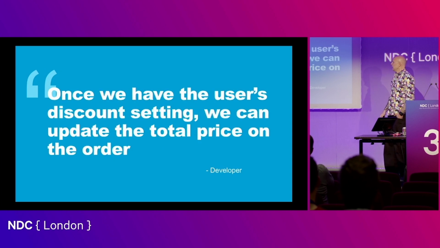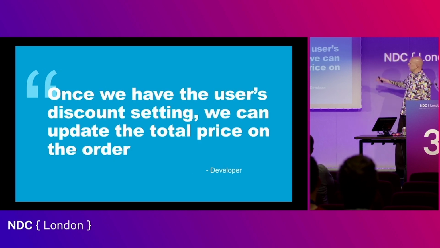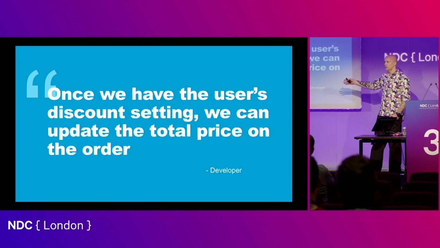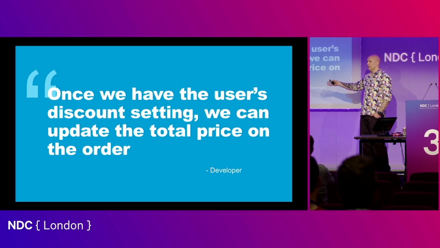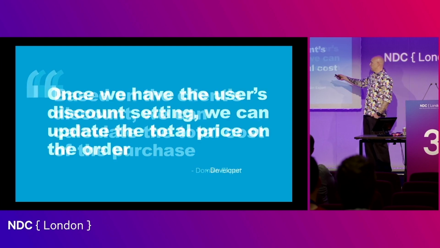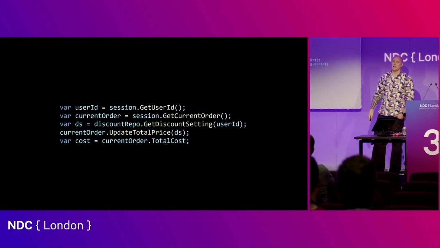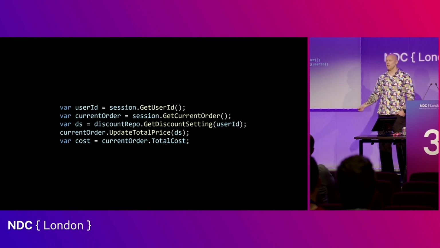And then we go out as developers and we turn it into, once we have the user's discount setting, we can update the total price on the order. Same thing, right? It says the same thing. It's just phrased slightly differently. And then we go and implement that in code, and our code ends up looking something like this.